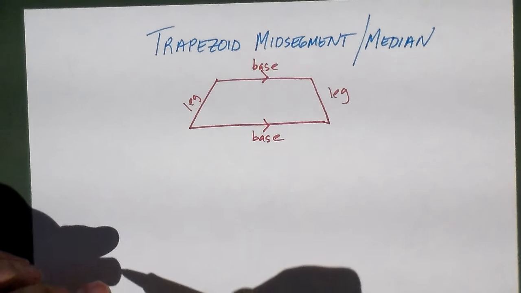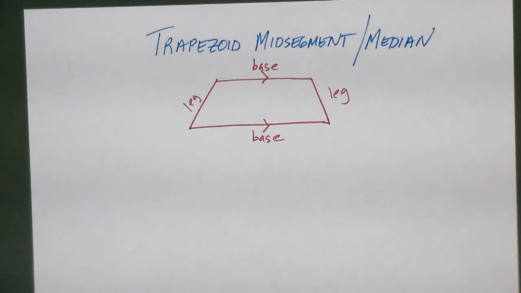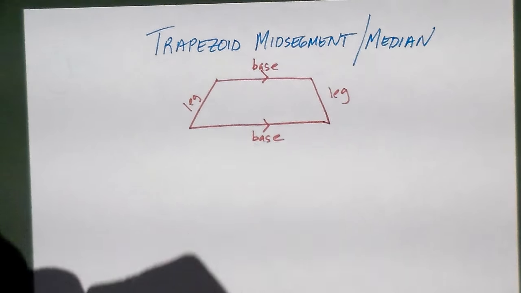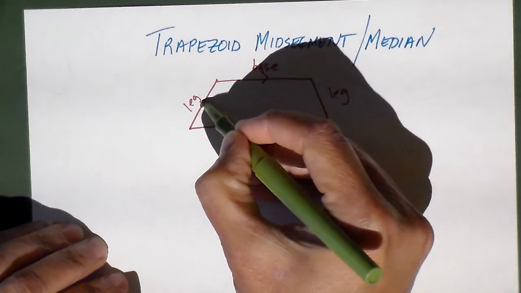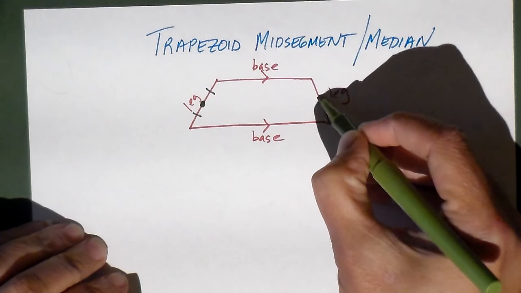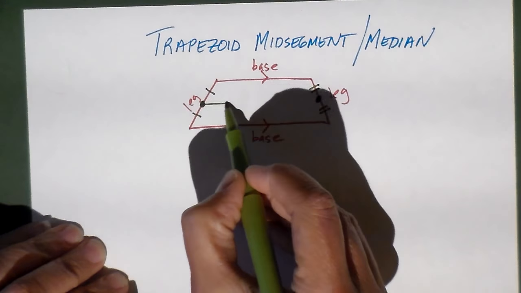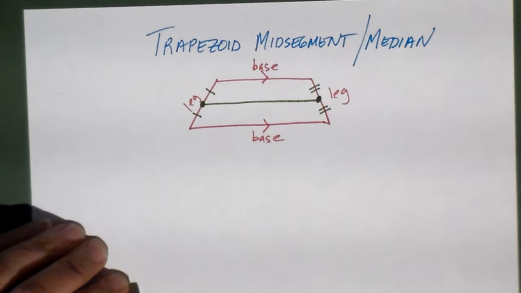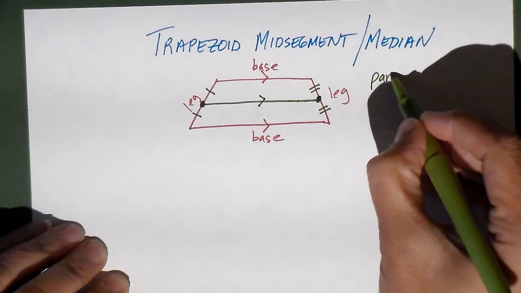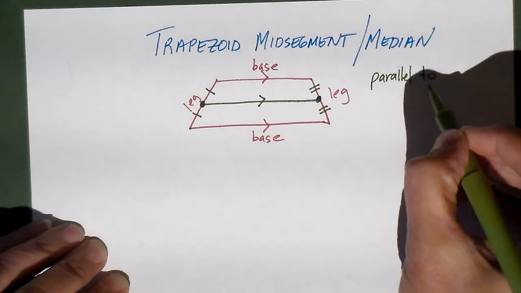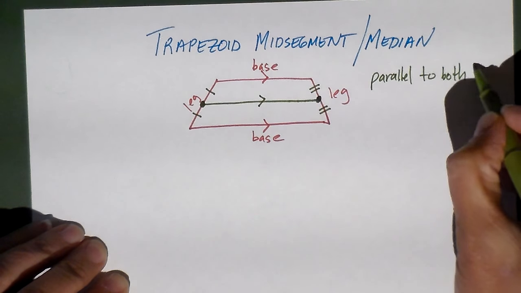So that's a trapezoid. When we talk about the mid-segment of a trapezoid, it's similar to what we talked about when we had the mid-segment of a triangle. A mid-segment is a segment that connects two midpoints. So I'm going to find the midpoint of this leg, and the midpoint of this leg, and when I connect those two midpoints, I get the mid-segment. Now this mid-segment is also parallel to both bases.